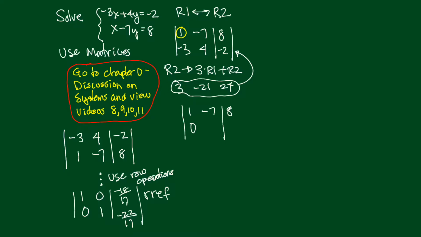Then, where are we? We're at 4 and negative 21. All right, 4 and negative 21 is negative 17. And then, negative 2 and 24. Well, that's 22.